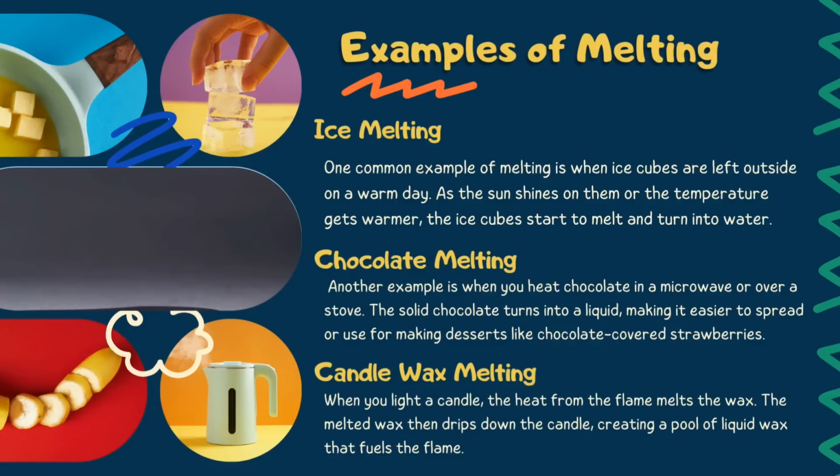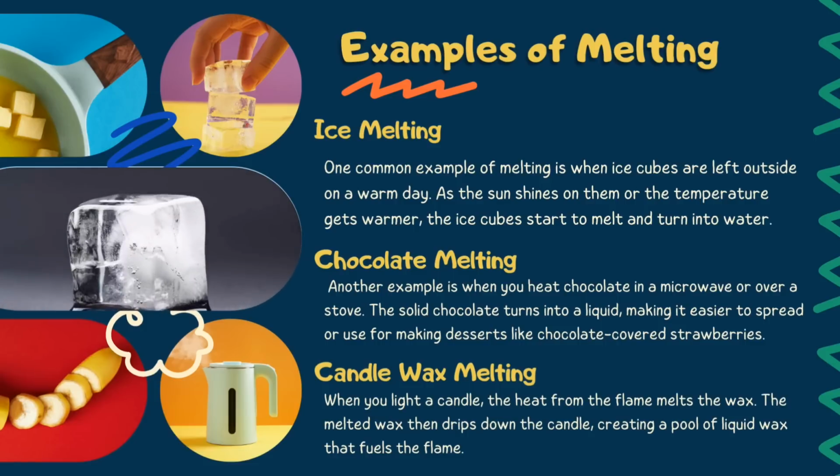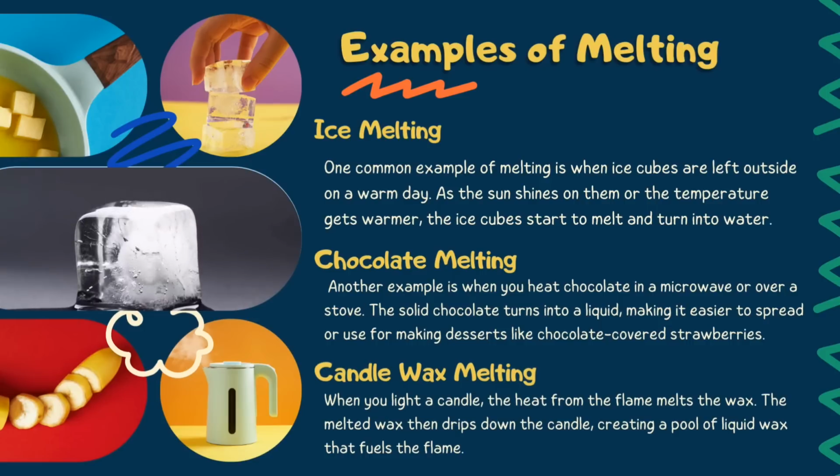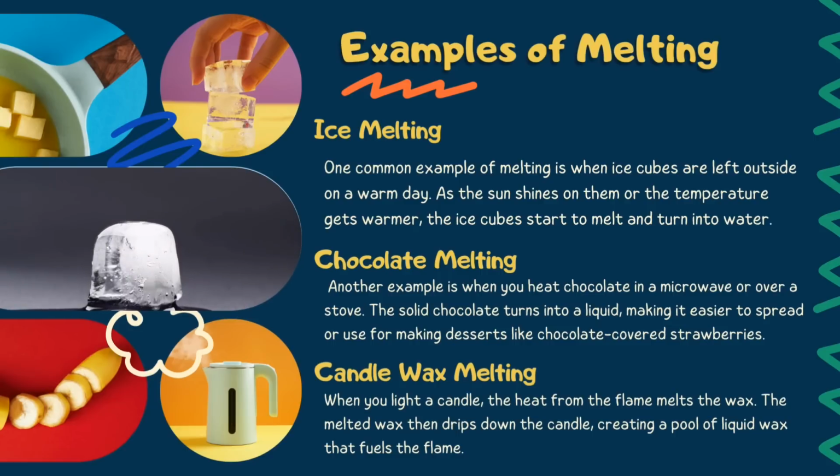And another example of melting is candle wax melting. When you light a candle, the heat from the flame melts the wax. The melted wax then drips down the candle, creating a pool of liquid wax that fuels the flame. So, the candle melts when we light it, right? And then when the heat is gone, it will turn again into a solid form.